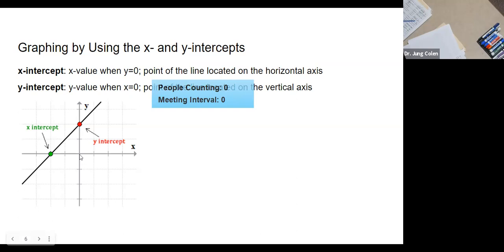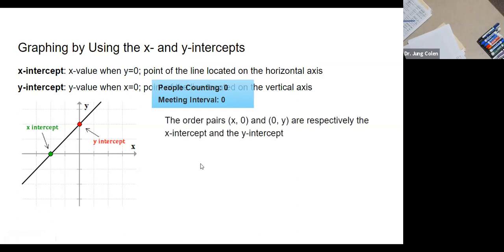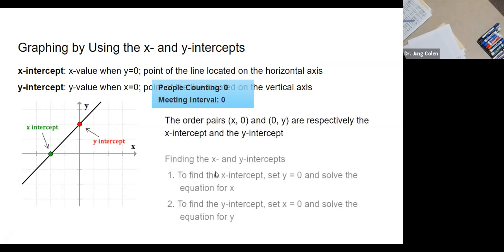So you can see that x is 0, but there's a y value there. So 0, comma, this value. This is that value, comma, 0. Make sense? Okay, so those are the x-intercept and y-intercept. Okay?